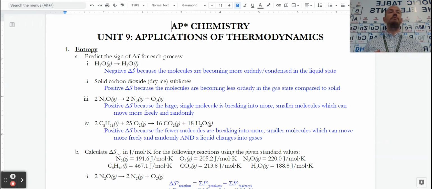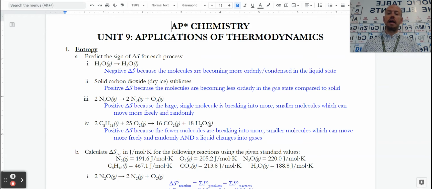When we have a gas, we have free moving random particles. And when it goes to the liquid state, they're much more close together. They're much more attracted to one another, and they become much more orderly because of that proximity to one another.